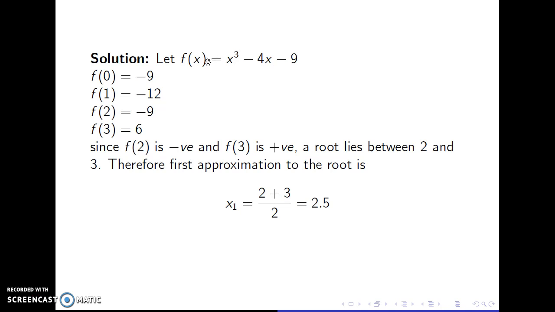In the solution part, consider real numbers 0, 1, 2, 3, substitute them in the given polynomial and find the values of f of 0, f of 1, f of 2, and so on. Now the first value is minus 9, second minus 12, then minus 9. Now we get opposite signs: f of 2 is minus and f of 3 is plus. So at this step we claim that a root lies between these two values 2 and 3. Therefore the first approximation to the root is x1 equal to 2 plus 3 upon 2, that is 2.5.